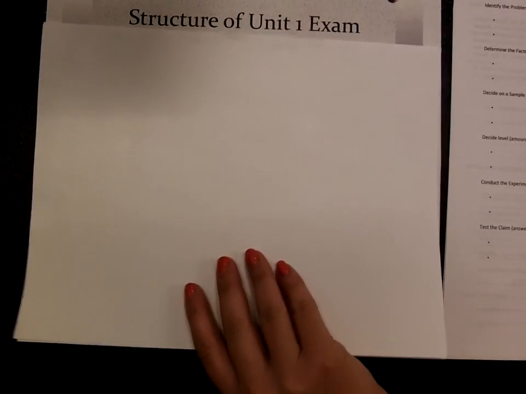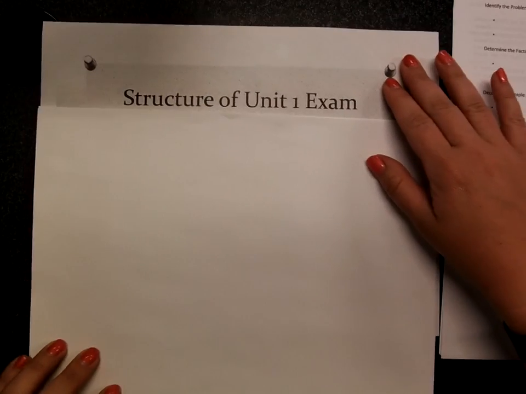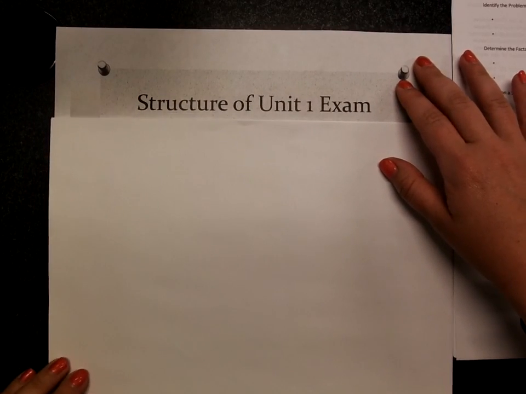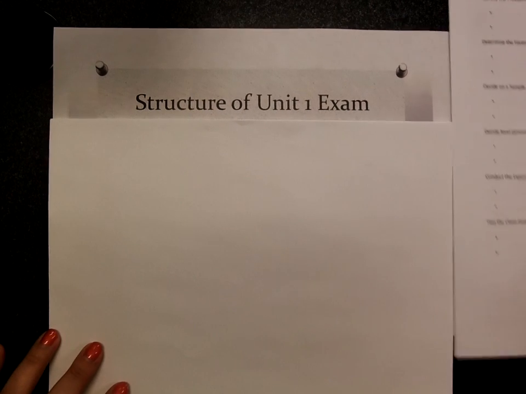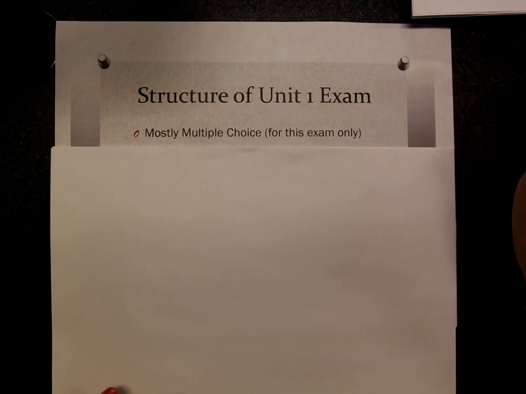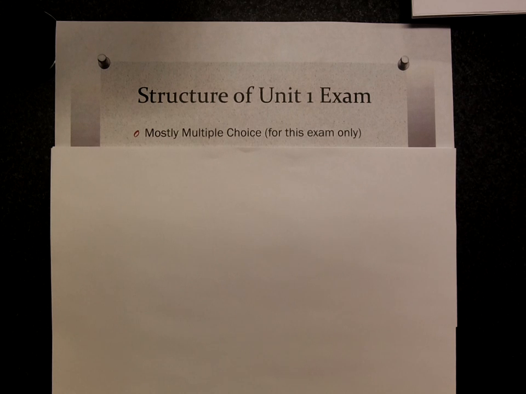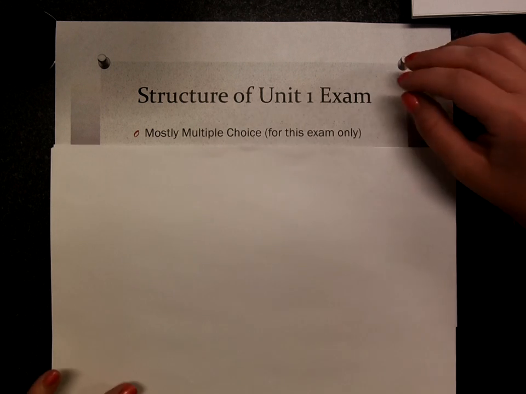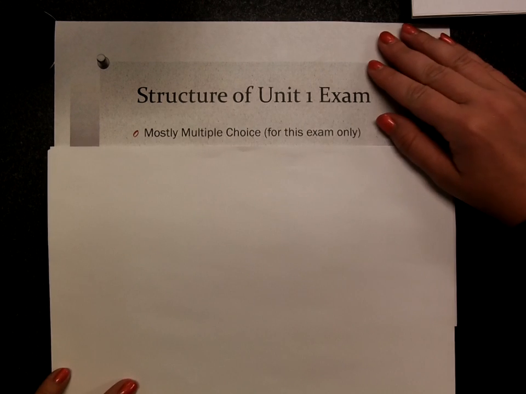All right, so I know a lot of you are interested in how the test is going to be. You do not need a Scantron, you just need your brain and the formula chart, which I will provide you, and a pencil, not a pen. It's mostly multiple choice for this exam. A lot of things are being categorized. Is it this? Is it that? What type of sampling is it? So it's mostly multiple choice for this exam.